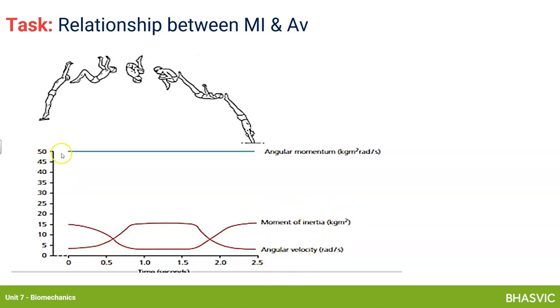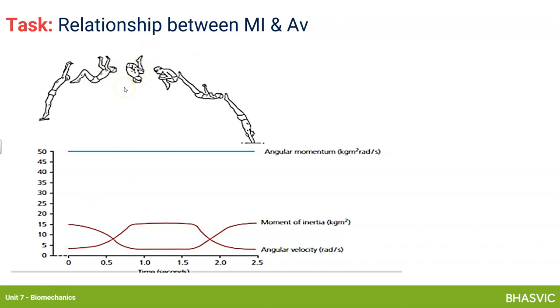First of all, hopefully you've noticed that angular momentum remains constant throughout this reverse somersault. But how we achieve that amount of motion varies. So at the start of the skill or technique, we've got a very low angular velocity. We're not spinning very quickly here, and that's because our body is quite spread out. So the body is very open. The moment of inertia is quite high because the body is distributed far apart from the axis of rotation.